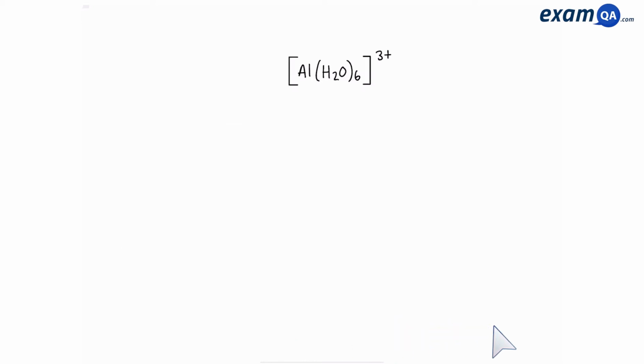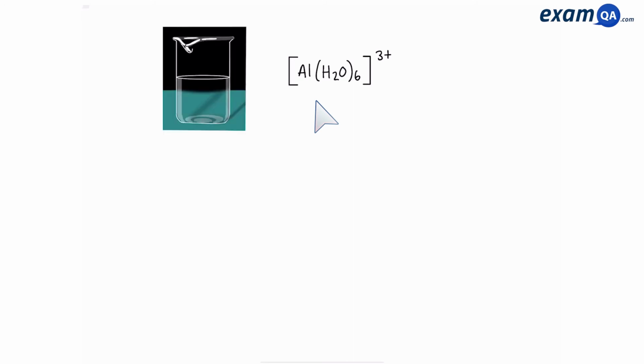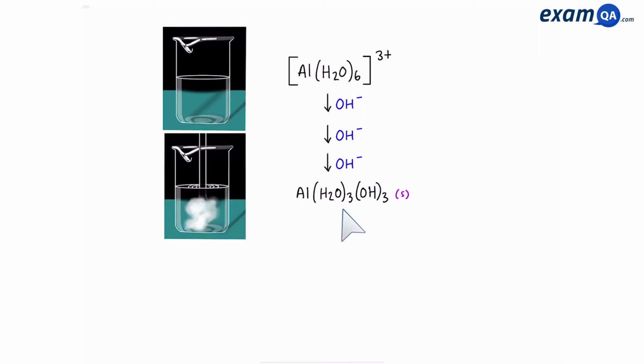Let's do an example. So here I have an aluminium hexaaqua ion. In this form, it looks like a colorless solution. If I keep adding hydroxide, eventually I'm going to get this. This compound is no longer charged, so it will form a solid, insoluble precipitate. In the case of aluminium, this precipitate will be white.